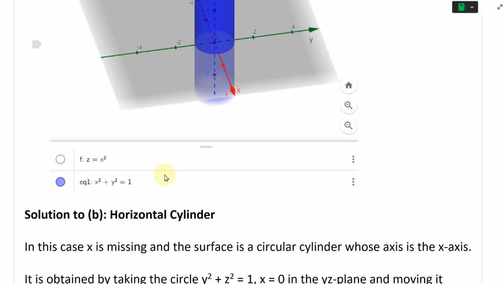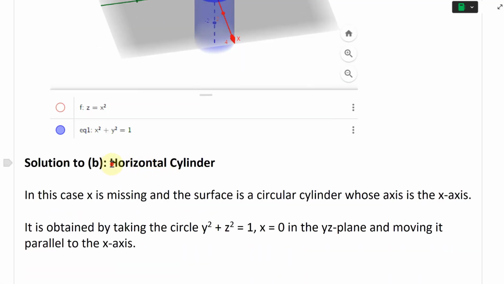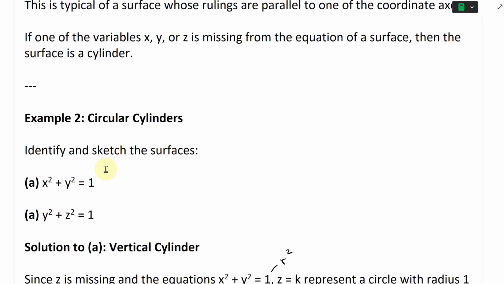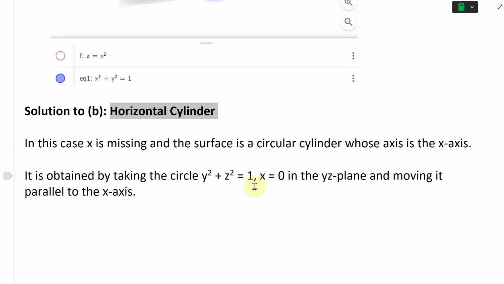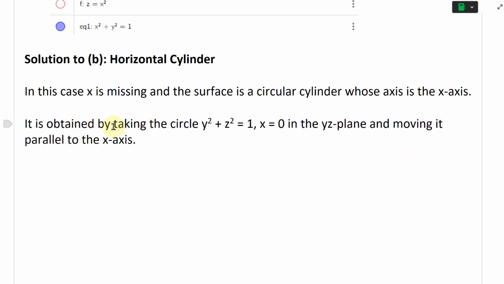And yeah, so now let's look at solution to B. This is going to be a horizontal cylinder. If you look at B right here, so now we have y squared plus z squared equals 1. So now the x variable is gone. So that means x could be any value. So in other words, we're going to have a horizontal surface, or in this case, cylinder. In this case, x is missing, and the surface is a circular cylinder whose axis is the x-axis. It is obtained by taking the circle y squared plus z squared equals 1, and x equals 0 in the yz plane, and moving it parallel to the axis.